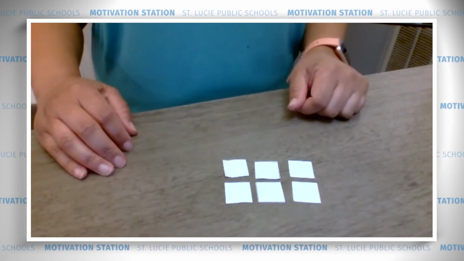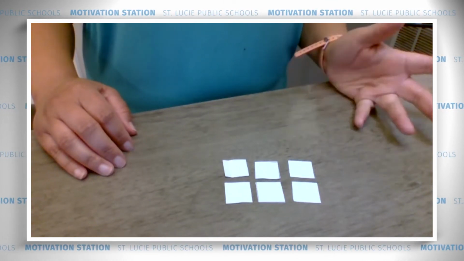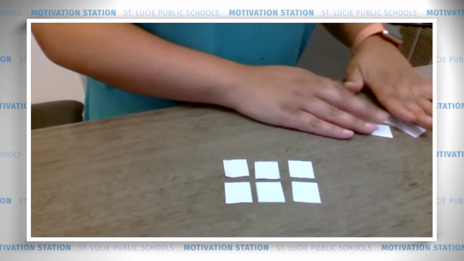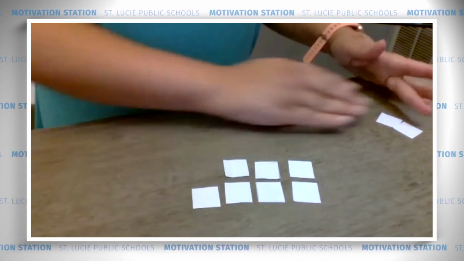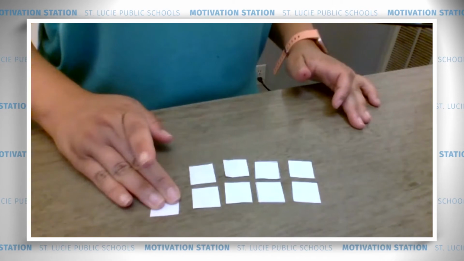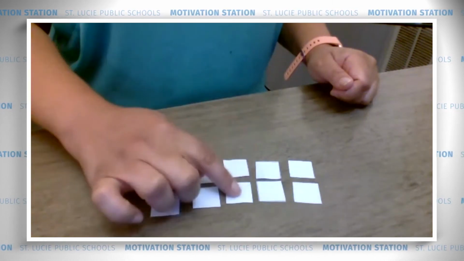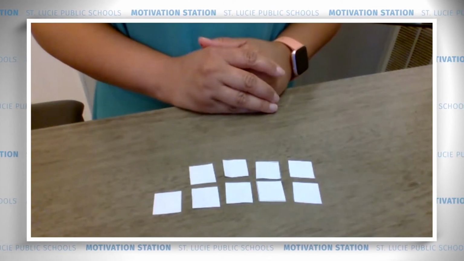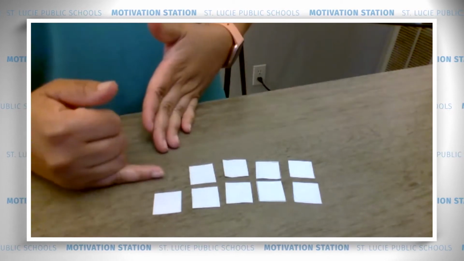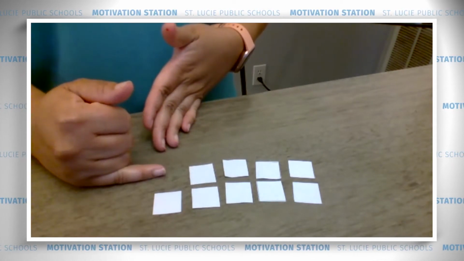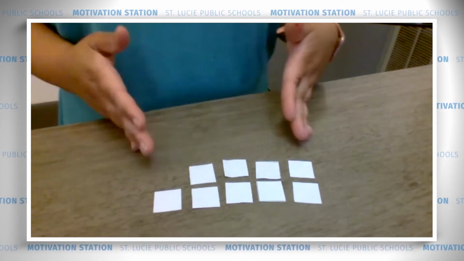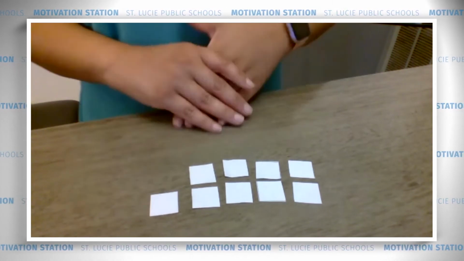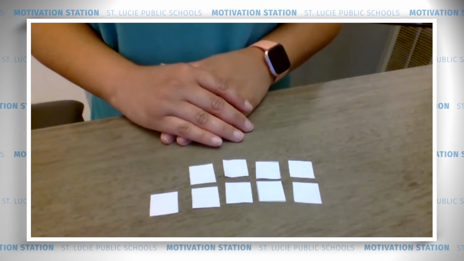Let's think about the number 9. I know I have 6 here, so I'm going to add 3 more to get me 9. 6, 7, 8, 9. 1, 2, 3, 4, 5, 6, 7, 8, 9. I now have 9 squares, but I don't have enough to make a partner or a pair for this one. So that means that this number must be odd because we have 1 left over from our pairs. I hope you said odd also.